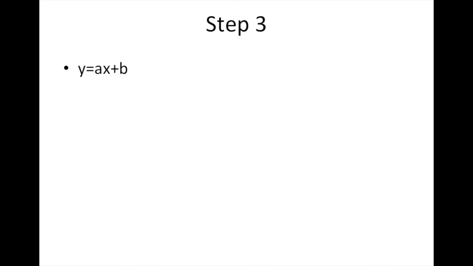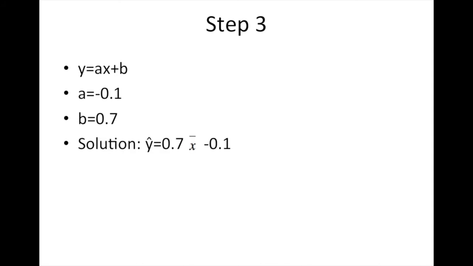Step 3. This time, the calculator should already give you the formula y equals ax plus b. And a should be 0.7 and b is negative 0.1. So the solution is y hat equals 0.7x minus 0.1.